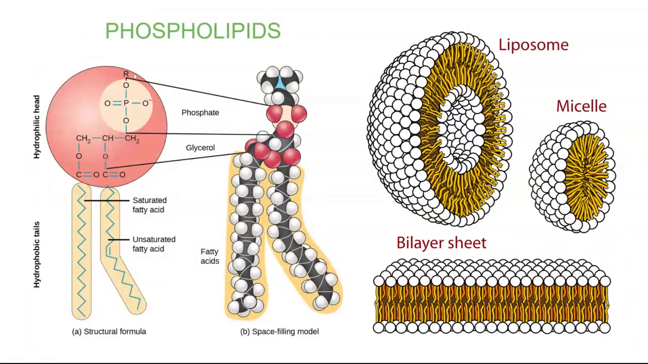We have the phosphate at the top, and this hydrophilic head really, really loves water, which means if I have a handful of these phospholipids and I throw them into a cup of water, they're going to automatically orient to the outside. So all the hydrophilic heads, the heads that love water, the phosphate, are going to orient to the outside, and the tails are going to orient towards the inside because they're hydrophobic. They hate water.